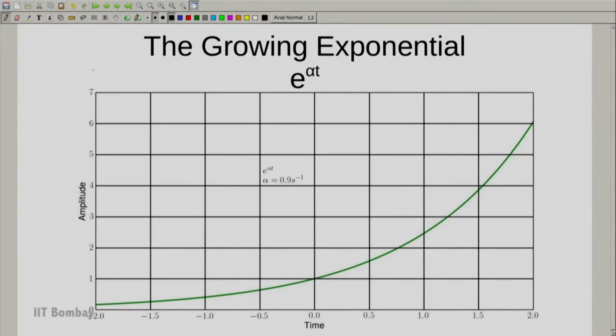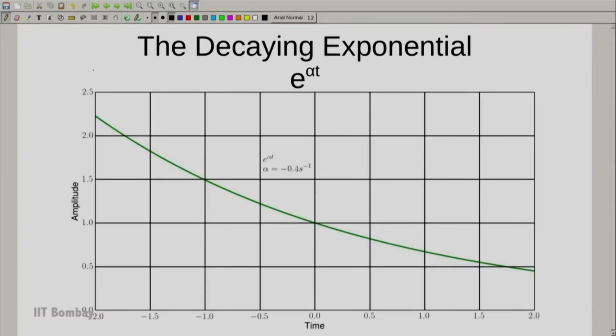Very simple signal, and of course, if alpha is made negative, we get the decaying exponential, and in this case, we take alpha as negative 0.4. Both signals are actually quite simple, but we will see them several times during the course. Alright, so we've studied two types of signals. We've studied an exponential signal, we've studied a sinusoidal signal.